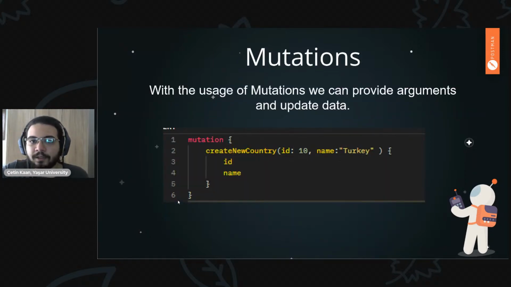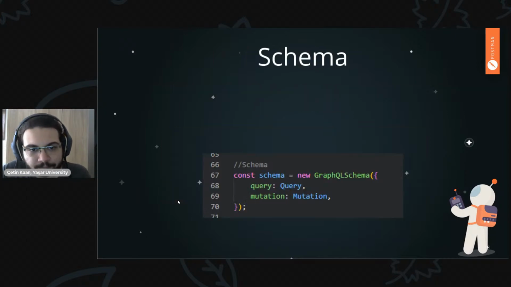Mutations are, as I've said, for updating data, mutating data. With the usage of mutations, we can provide arguments and update the data. As you can see, we have a create new country mutation here. We provide it with arguments ID and name, and we can create a new country with this mutation.